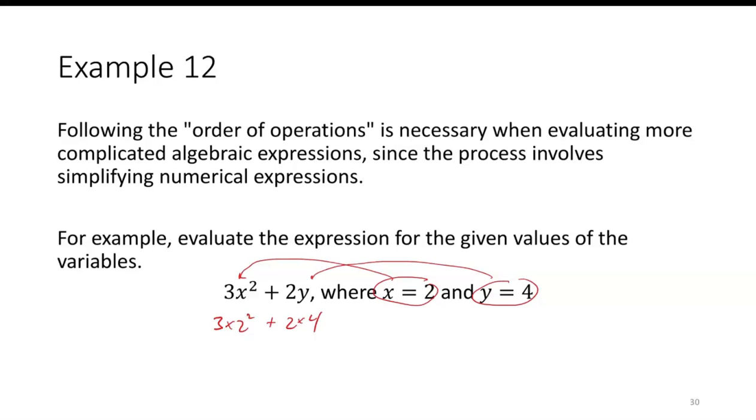So this becomes 3 times 2 squared plus 2 times 4. So order of operations is I start with the exponent. So this is 3 times 4 plus 2 times 4. And now I can deal with the multiplications. 3 times 4 is 12. 2 times 4 is 8. And 12 plus 8 is 20. So the value of this algebraic expression is 20.